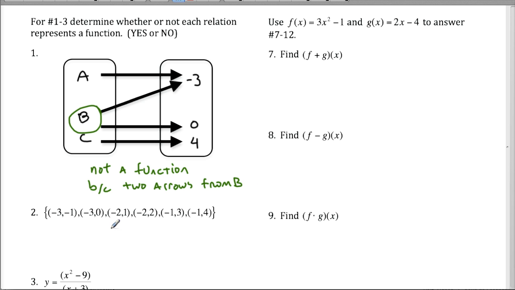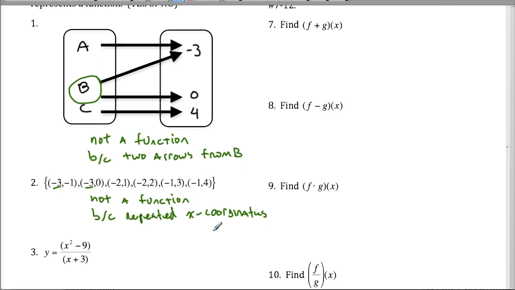Over here, the second relation, which is just a list of coordinate pairs or ordered pairs, I know that this is not a function because we said we could never have repeated x coordinates. So we said that was another sign that we do not have a function. So not a function because we have repeated x coordinates. Okay, so that's why the answer to numbers 1 and 2 would be no, or not a function.